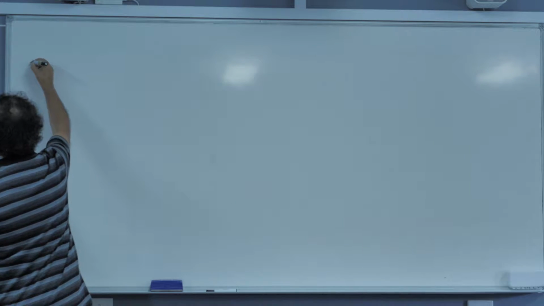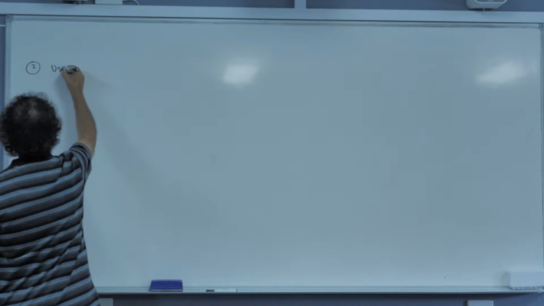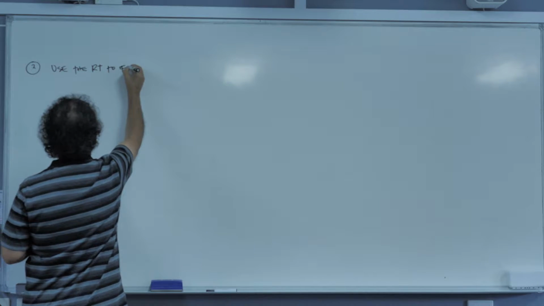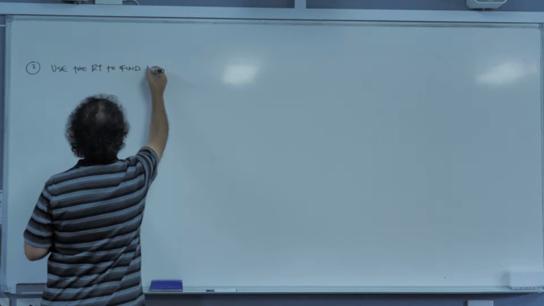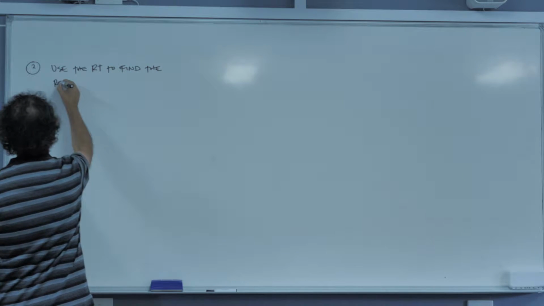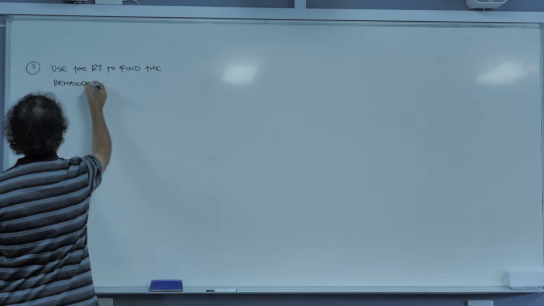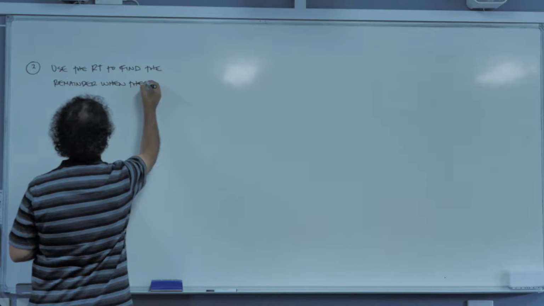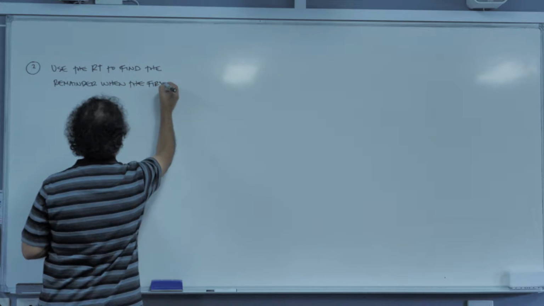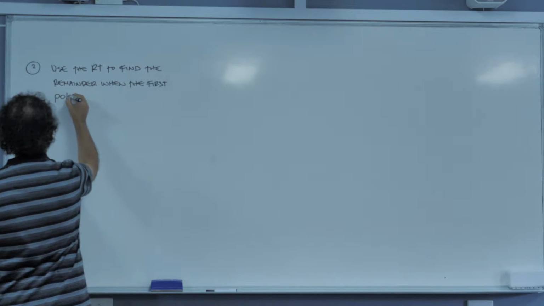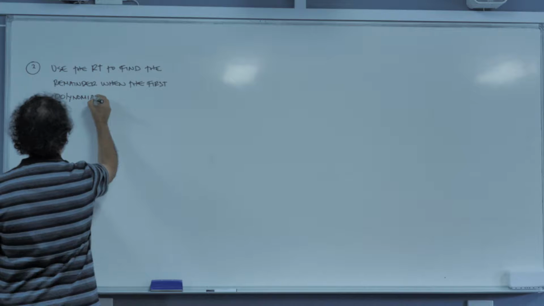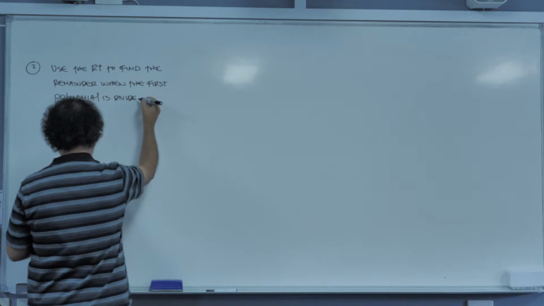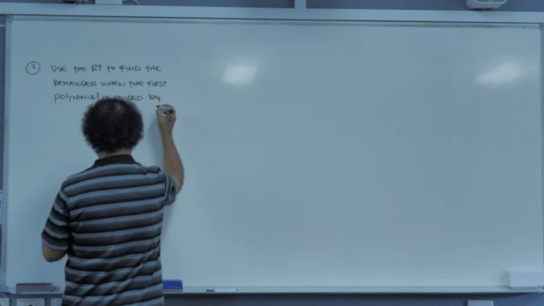Okay, so we're going to say use the remainder theorem to find the remainder when the first polynomial is divided by the second one.